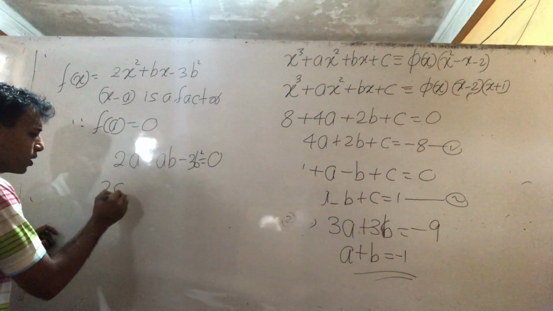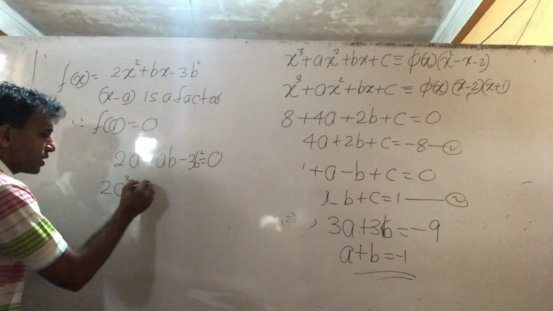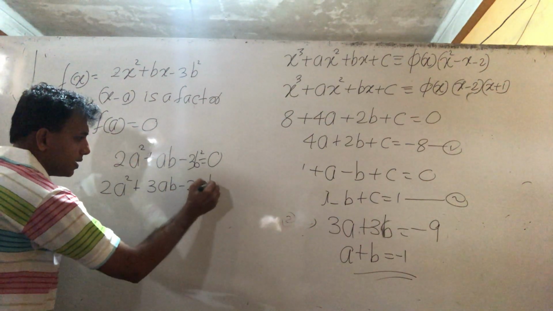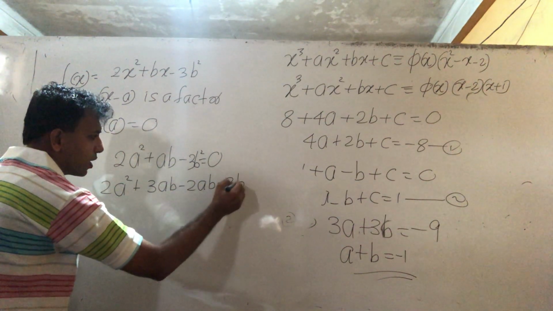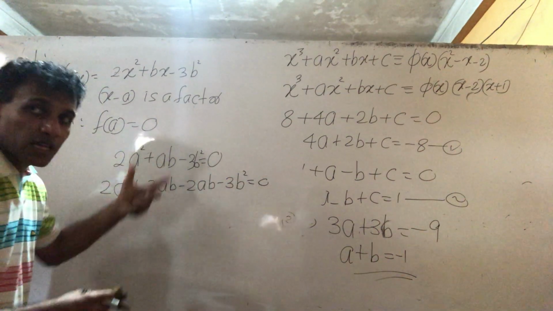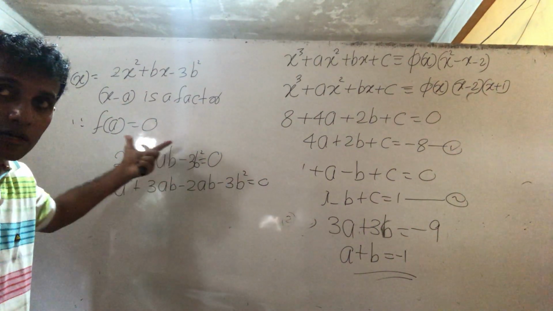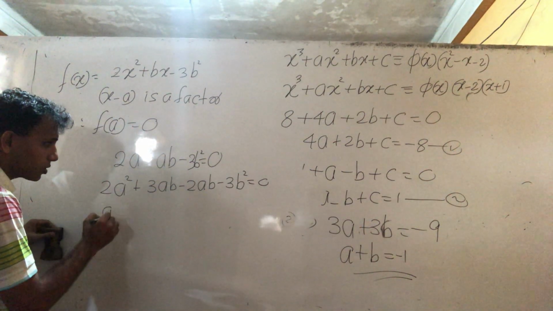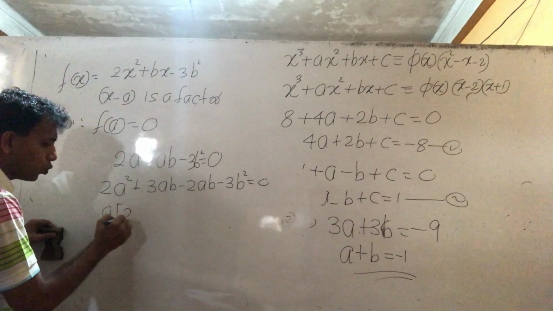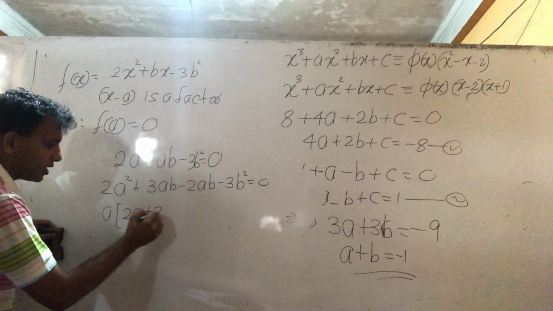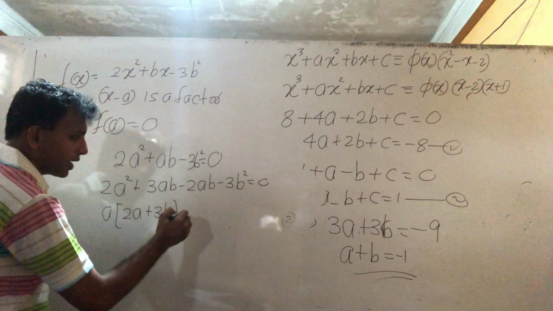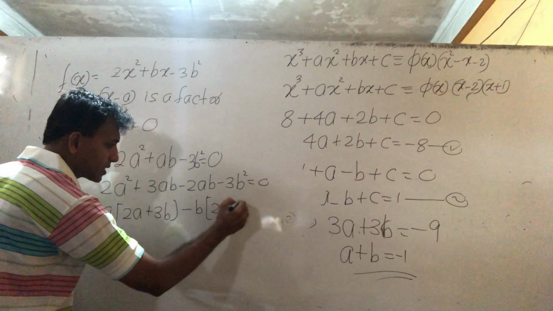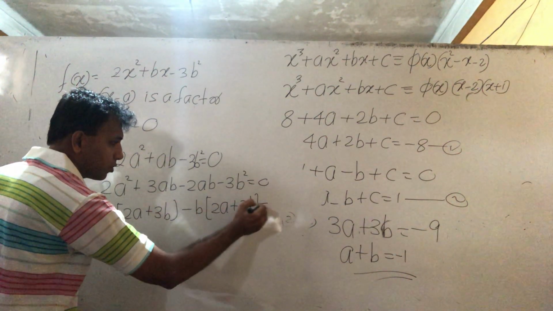So 2a squared plus 3ab minus 2ab minus 3b squared. This is not advanced level. This is your grade 9-10 factorization method, right? So take a out, then what happened? 2a plus 3b. I also take the minus b out. So once again 2a plus 3b equal to 0.